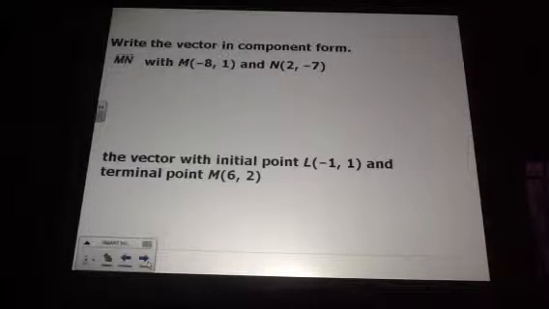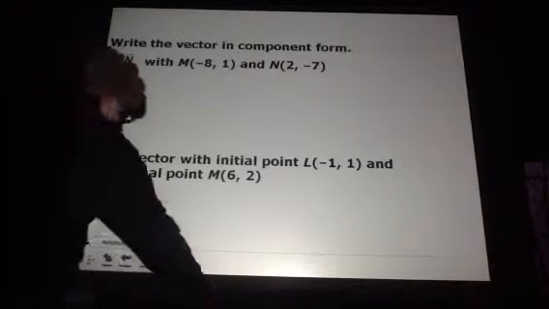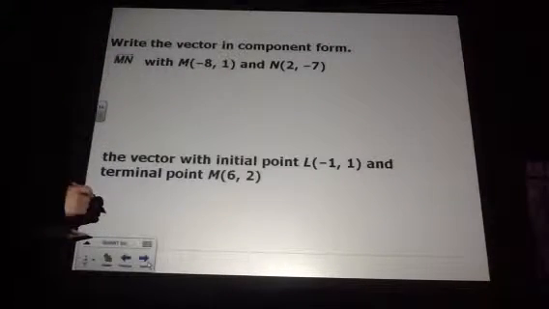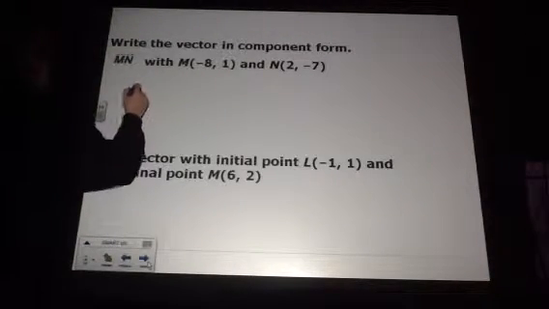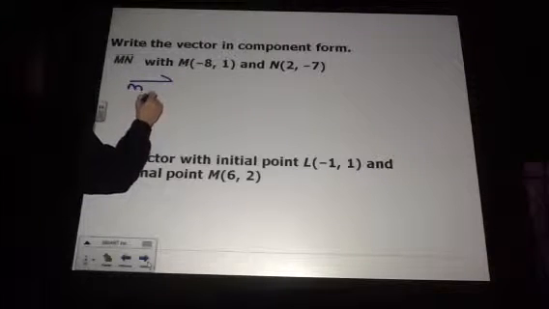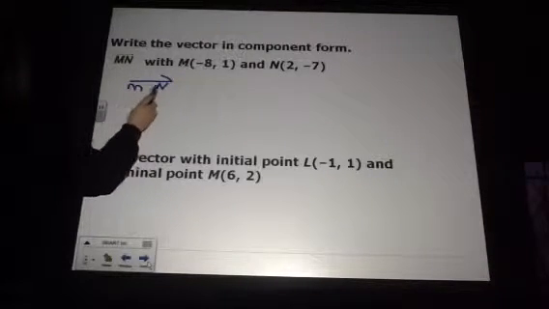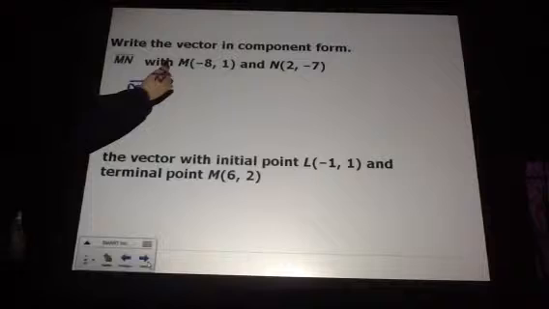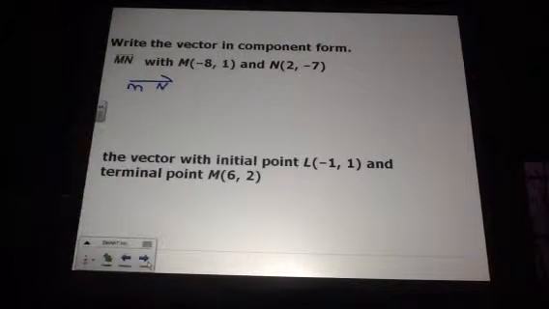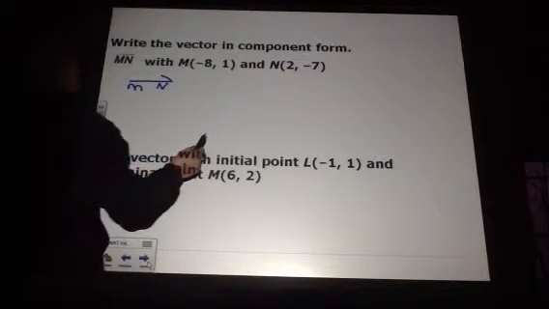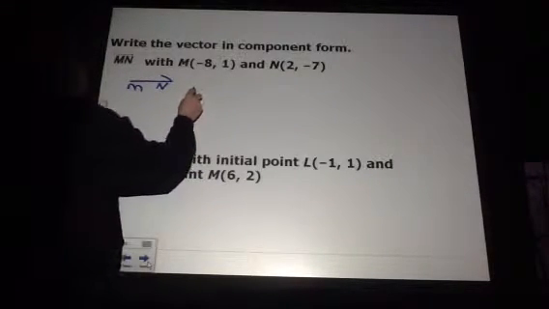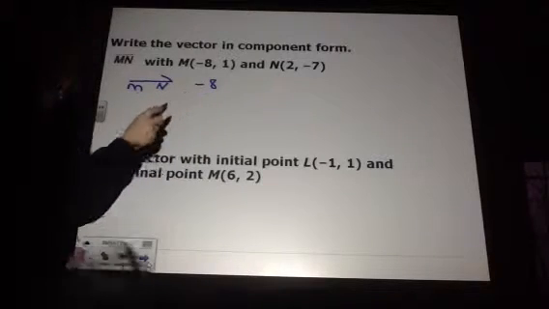Okay, now what we're going to do is we're going to write the vector in component form. Alright, so we have vector MN, so here's your initial and your terminating point. So we go from here to here. And what you want to do is you want to look at your horizontal, okay? So for the horizontal, I can take -8.